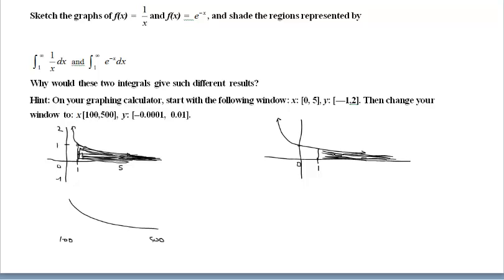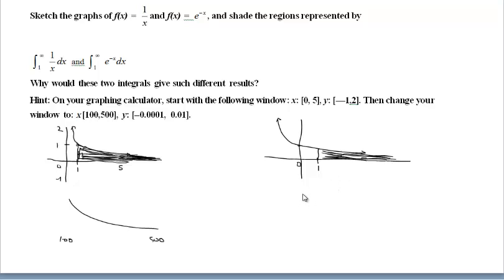So why do we have such different results? Why is this divergent and this integral convergent? So let's change the window. And when you change the window, nothing shows up. We have this window setting 100 to 500, and there's absolutely nothing there. Well, if you don't think the graph's there, hit the trace key.